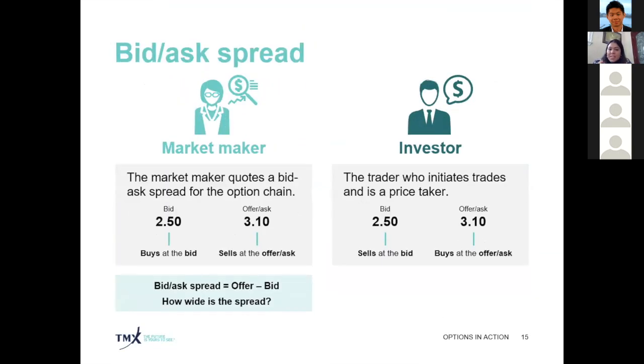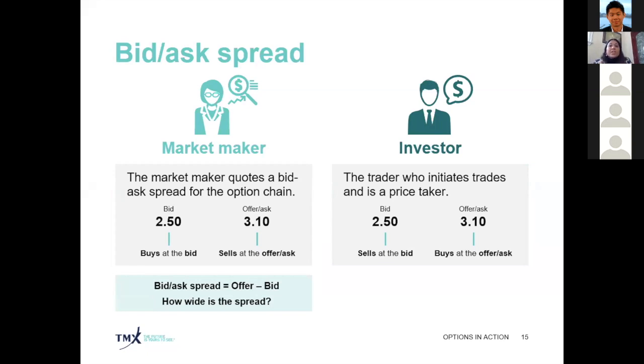Next, bid-ask spread. A lot of you may understand this concept. For those that don't, this is where you have a market maker. And the market maker is quoting a bid-ask spread for the actual option chain or specific option series. So this is where if, for example, you have a bid of $2.50 and an offer at $3.10, this means that they are willing to buy at the bid for $2.50 and they're willing to sell at $3.10, meaning you as the investor are willing to sell at $2.50 to them, and you're willing to buy from them for $3.10.